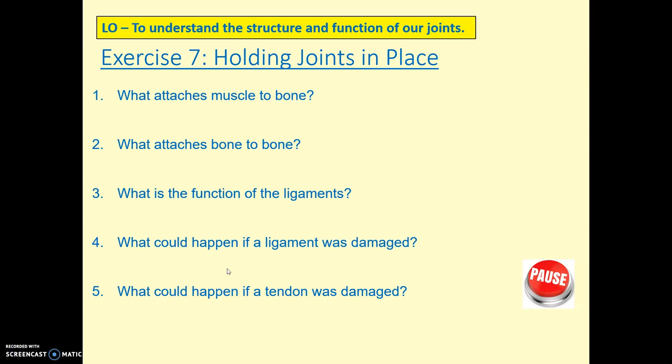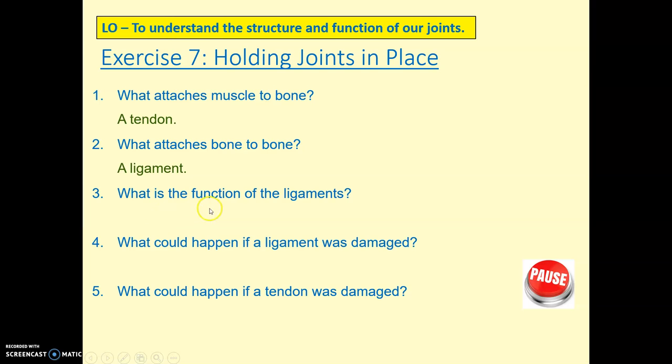Now, your time is up there. You've had 5 minutes. Can you pick up a green pen or another coloured pen and pencil? And we'll go through this now. So, the first question asks you, number 1, what attaches muscle to bone? Hopefully you got the tendon. So a tendon attaches muscle to bone. The second question, what attaches bone to bone? A ligament. Let's give yourself a mark for that.